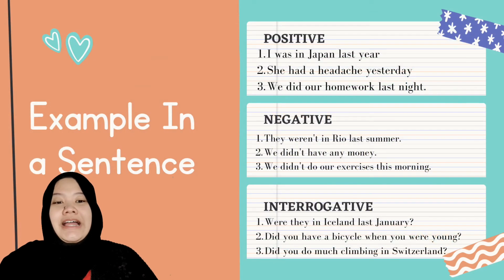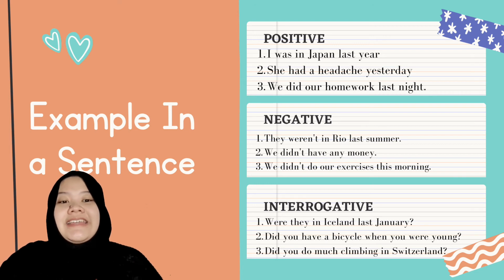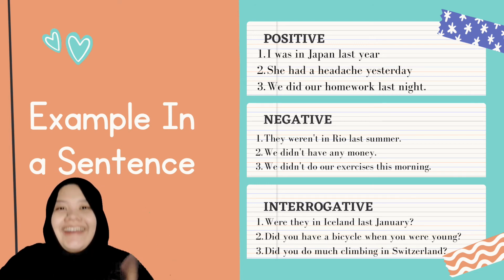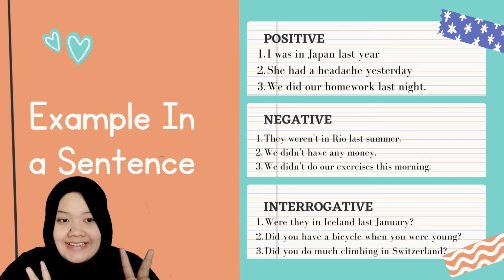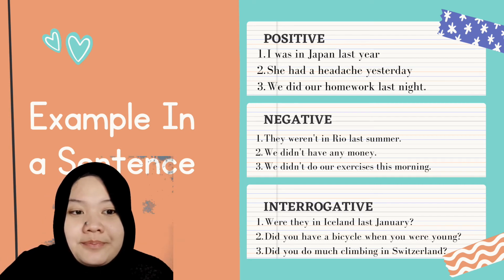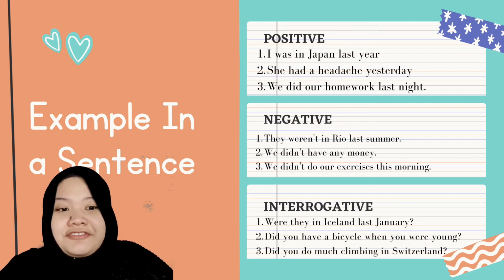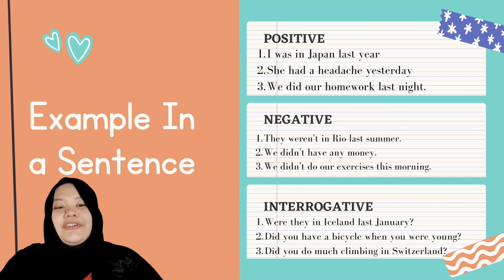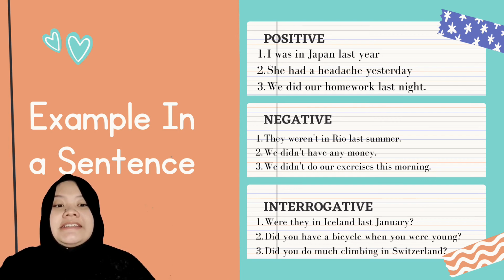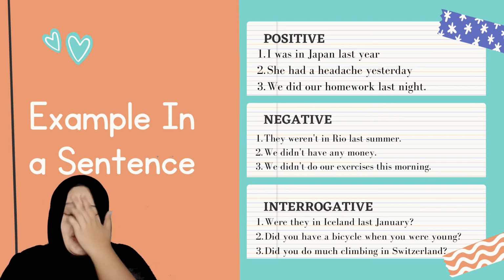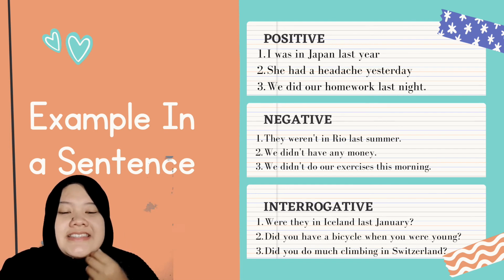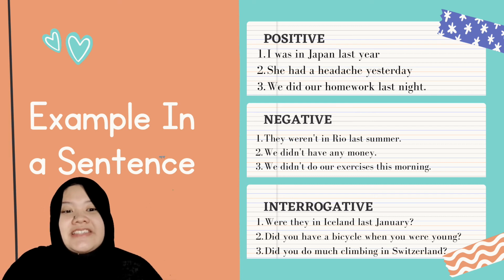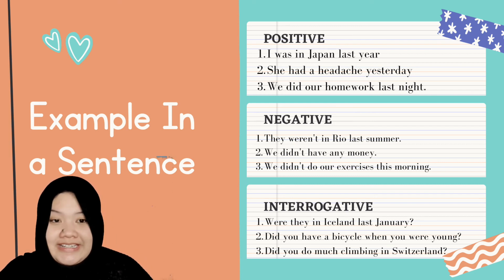Okay, now I will give you examples in sentences. For positive sentences: I was in Japan last year. She had a headache yesterday. We did our homework last night. Okay, for negative sentences: they weren't in Rio last summer. We didn't have any money. And we didn't do our exercise this morning.